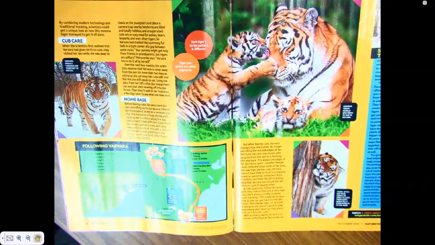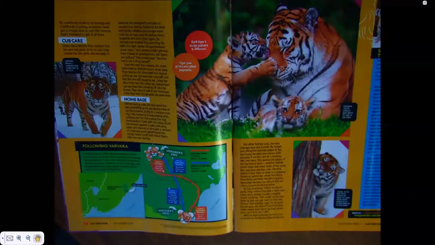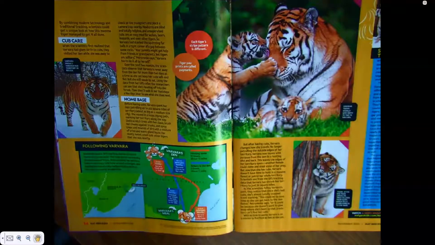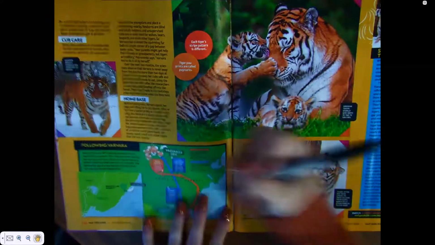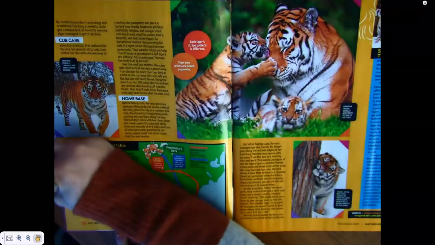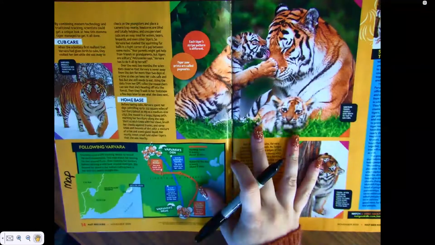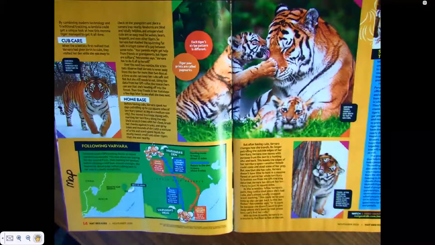A map. A map. Here, I'm gonna turn off one light because it's kind of glaring off the magazine. It is a map. Okay, so this is a map. So when we're looking at informational text, they can 100% include maps, especially with stuff like this that's talking about where tigers are, who tigers are, and giving us information about tigers. They will definitely try and include maps in there.